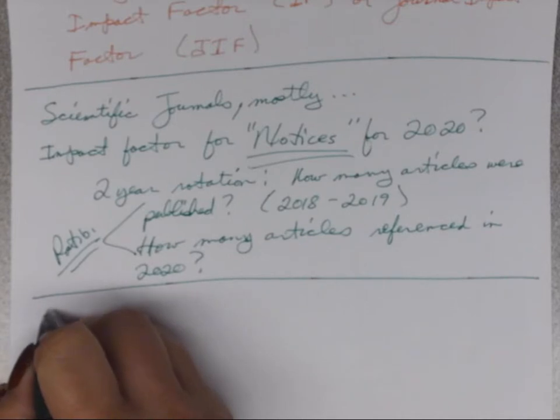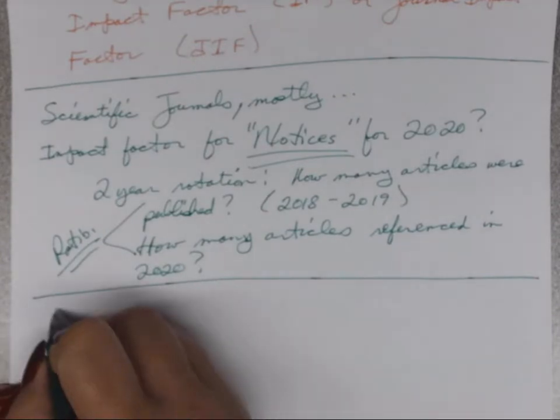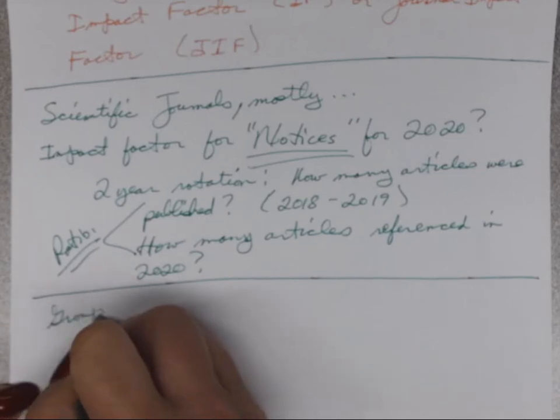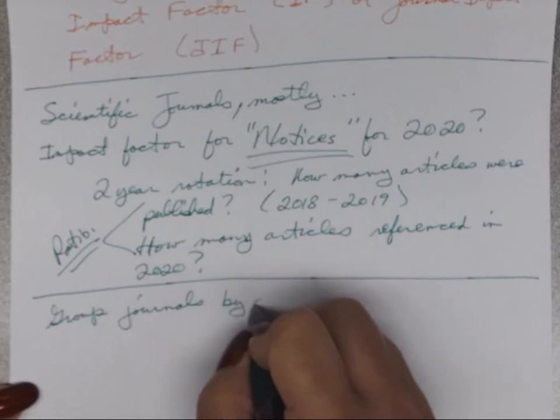So it doesn't make any sense to say, oh, that journal, the Notices, it's got an impact factor of 2.5, it must be amazing. Because there could be other journals in other areas that have impact factors of 5.0. Okay, so it doesn't make sense to do that. First, you must group the journals by area of study.